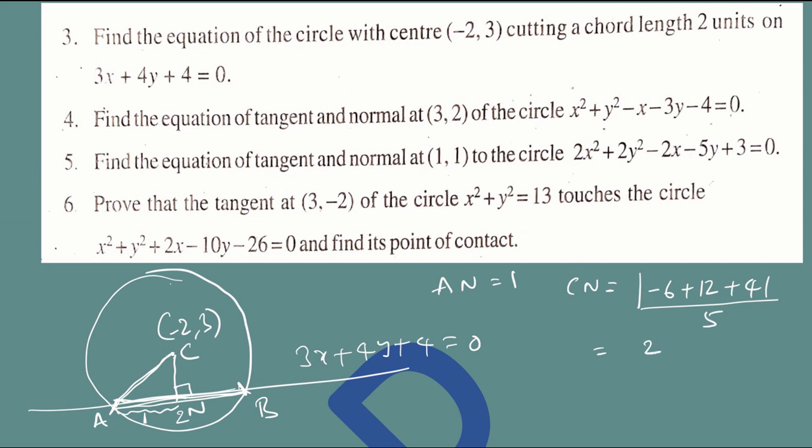So we want CA, which is nothing but radius. Applying Pythagoras theorem in the triangle CAN, we have this as root of AN square plus CN square. You are getting root 5. So you got radius, you have center. Now you can find equation to the circle.